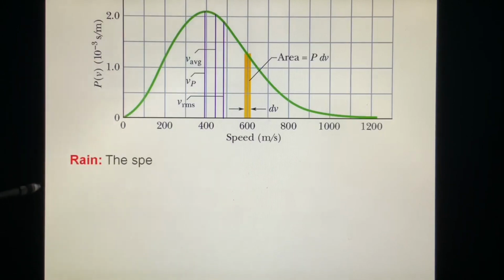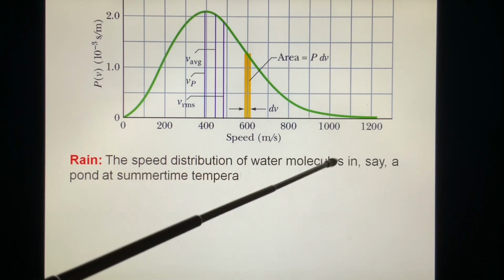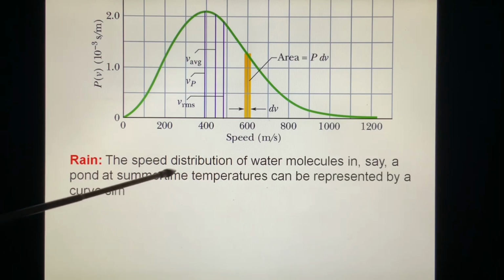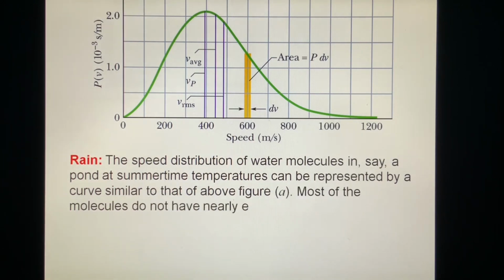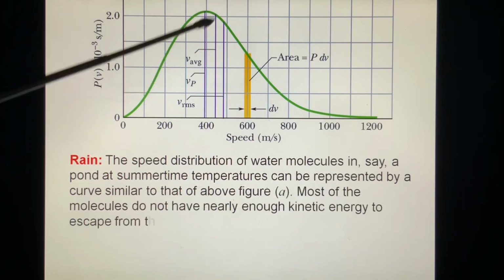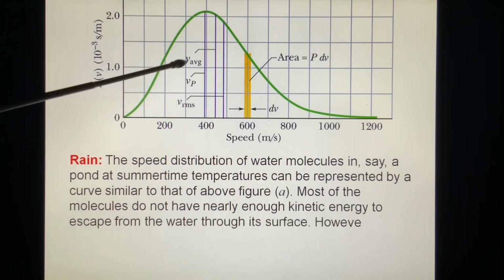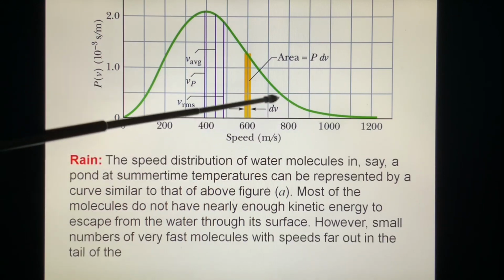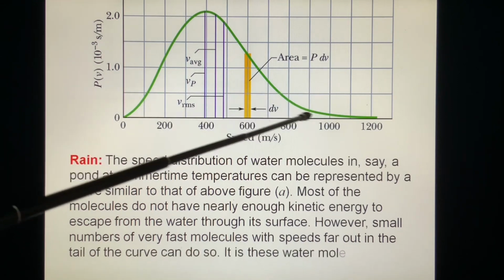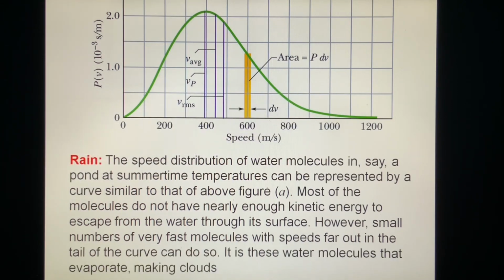Now we look at this one. The speed distribution of water molecules in, say, a pond at summertime temperature can be represented by curves similar to this above curve. Most molecules do not have enough energy to escape from the water surface. However, some small number of very fast molecules, with speed far out in the tail, can do so. They can escape from the surface. This is a water molecule that evaporates, making the clouds and the rain a possibility.